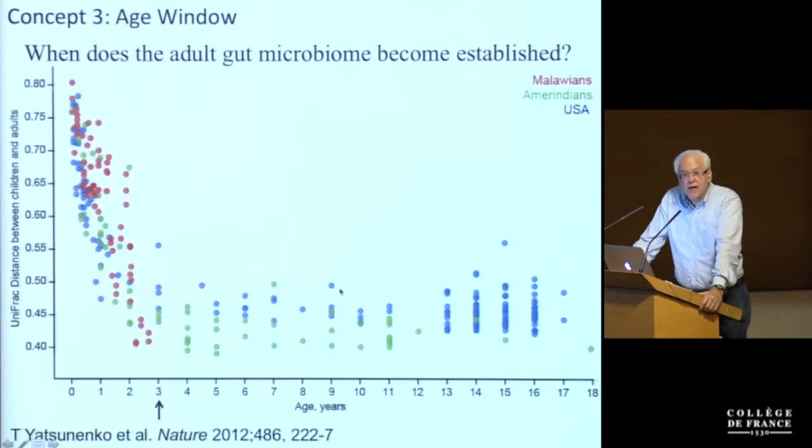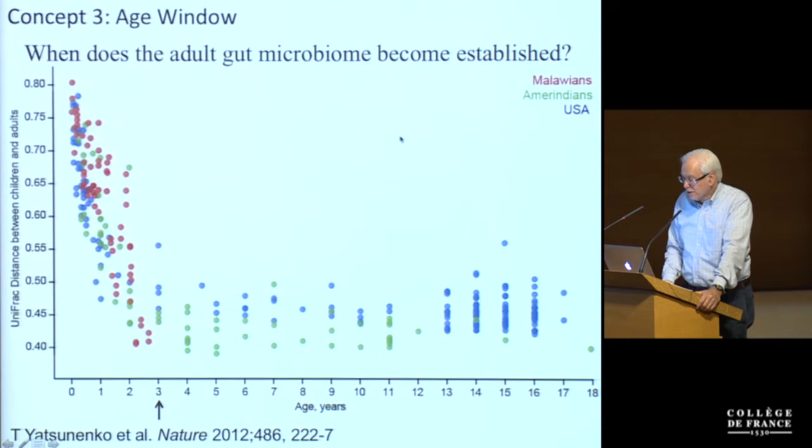The third concept is a concept of age window. And there, the question is, when does the adult gut microbiome become established? And I turned to work by Tanya Yatsunenko and colleagues in Jeff Gordon's lab involving Maria Gloria Dominguez, Rob Knight, and others. It was a comparison of healthy people in the US, Amerindians in South America, and Malawians in Africa. On this graph, each circle is the composite of the gut microbiome in one individual. The x-axis is age in childhood. The y-axis is UniFrac distance between children and adults. This is a metric of dissimilarity.